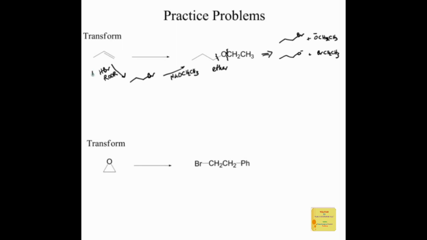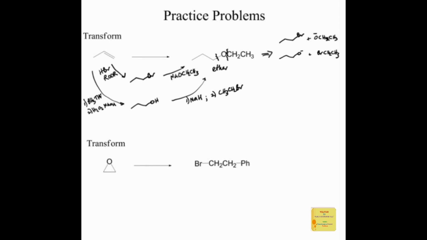Or we could do anti-Markovnikov addition just like we did before, of water with hydroboration oxidation, BH3 THF, H2O2 and base. That's anti-Markovnikov. And then to go to the ether, we have to take our alcohol and convert it to an alkoxide. So step 1, we're going to use NaH to make the alkoxide. And then step 2, we can put in our alkyl halide, ethyl bromide. Very good.